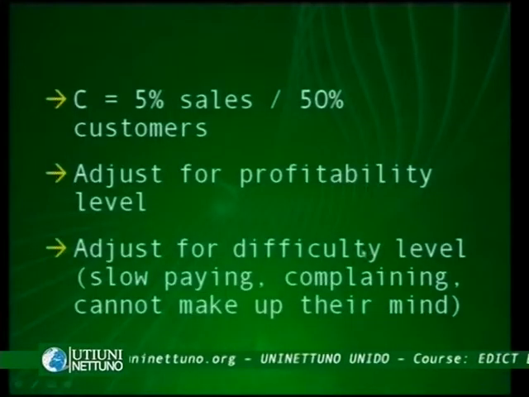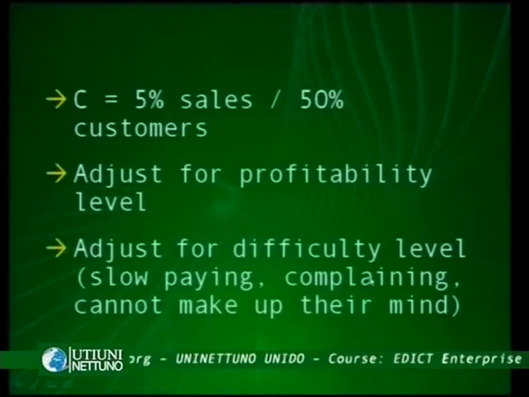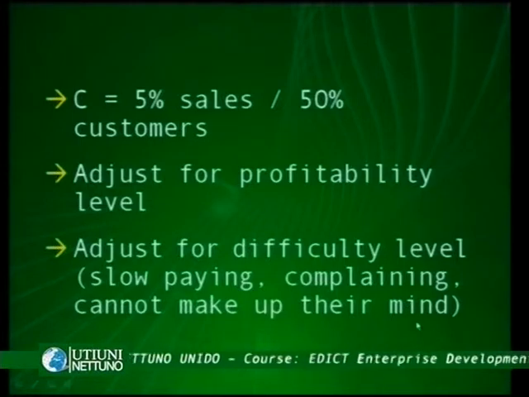Adjust for difficulty level. Slow paying, complaining, cannot make up their mind what they want. These are difficulties that are caused to you and your staff in dealing with customers. And if you have a difficult customer, it may not be worth doing business with them, particularly if they're a slow payer and maybe at the point of going out of business.